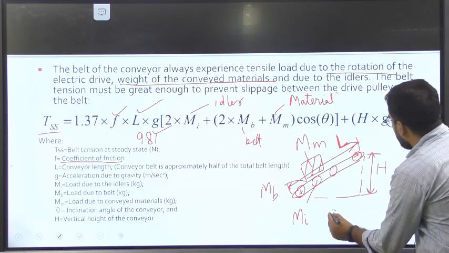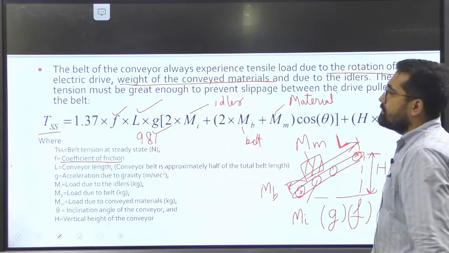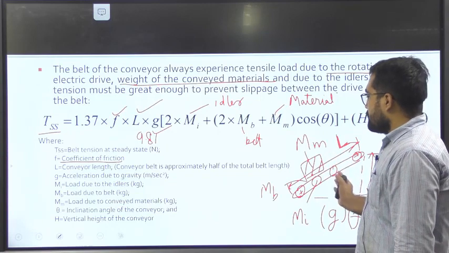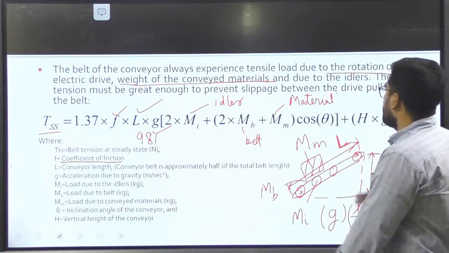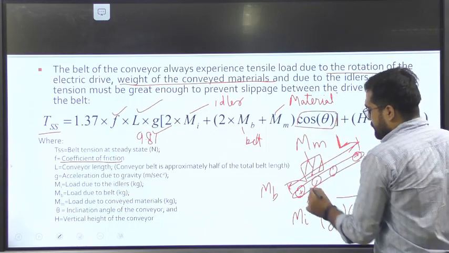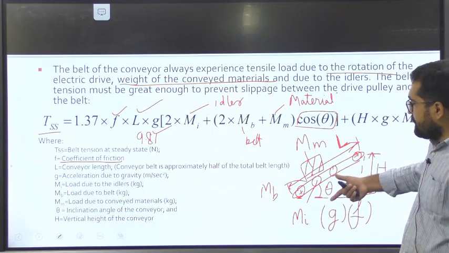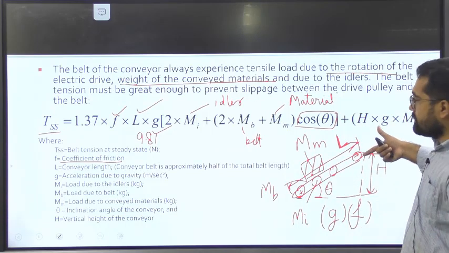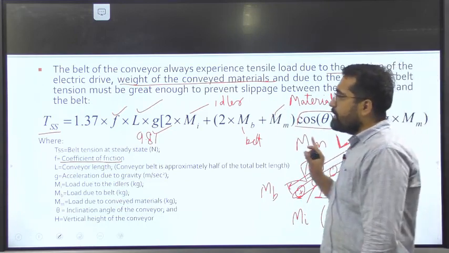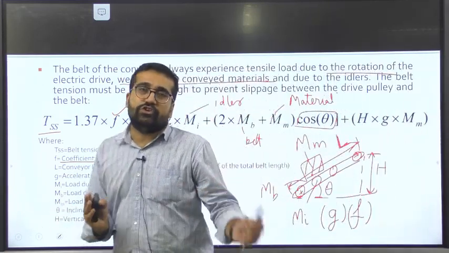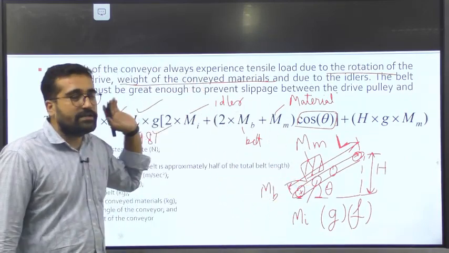g is acceleration due to gravity and f is the coefficient of friction, nothing else. So these are the things we are going to see, and cos theta is there. Theta is the angle of inclination of the belt. Clear? This is how we can make the figure if any question comes to find the tension of the belt, and this is how we will determine the tension in the belt.